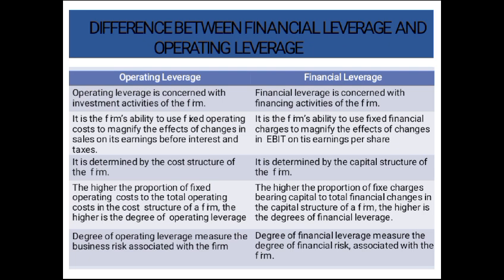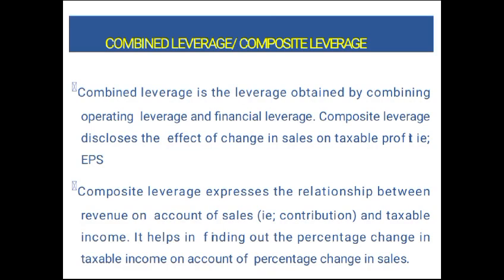The degree of operating leverage measures the business risk associated with the firm. The degree of financial leverage measures the degree of financial risk associated with the firm. Now let us see the last type of leverage, that is combined leverage or composite leverage. To tell you very easily, a combined leverage or a composite leverage is the combination of financial and operating leverage.